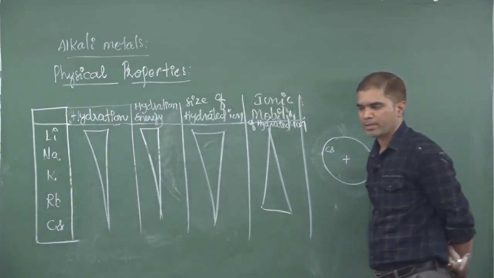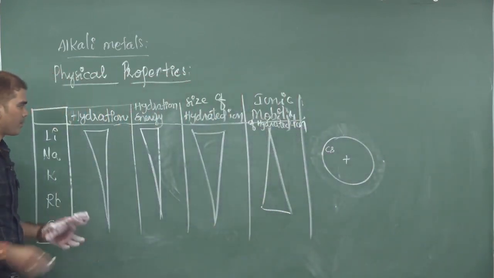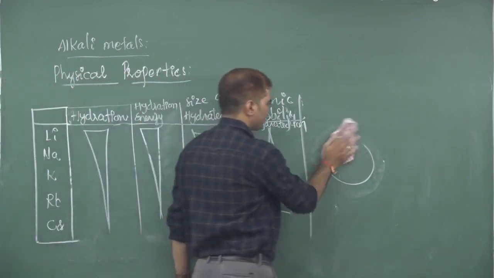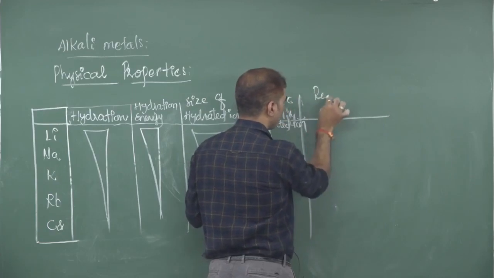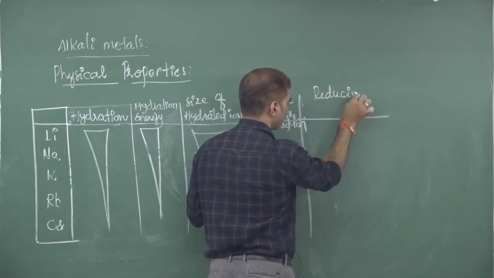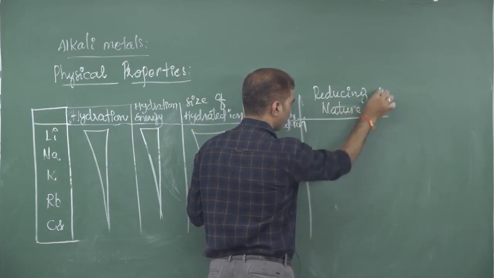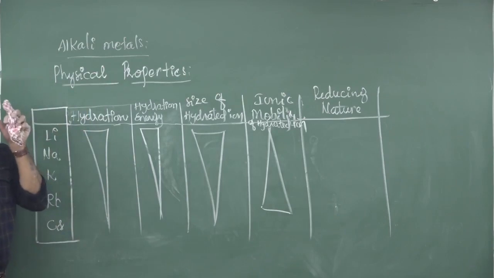Finished? Let us take one more property, reducing nature. Again a very important one. What happens to reducing nature or reducing property? Does the reducing property increase or decrease?